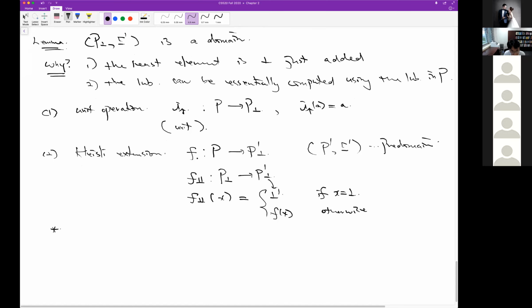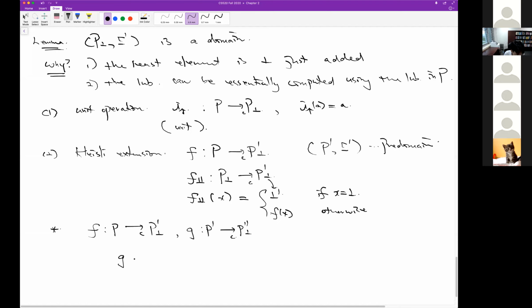If you have something like f and g, we can define some strange composition operator. Suppose we have a function f, a continuous function that goes from P to P prime bottom, and g, a continuous function from P prime to P double prime bottom. Both of them are continuous, and we want to somehow compose these two things together. And actually we can do it if we use a Kleisli extension.